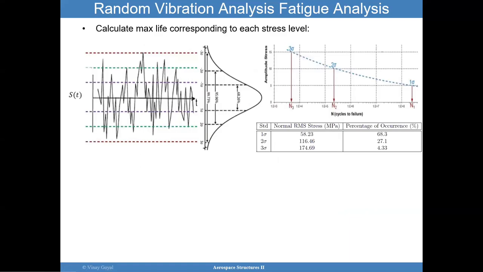And so how do we calculate the maximum life corresponding to each stress level? The idea is to take each of these stress levels, which are here on the right-hand side, and figure out what is the maximum number of cycles to failure. So at, for example, 58, and this is just an example, I will find the maximum number of cycles to failure. At 116, I'll find the maximum number of cycles to failure. And then at three sigma stress, 174, I'll calculate the number of cycles to failure corresponding to three sigma standard deviation. The idea then is to use the number of cycles to failure to calculate the damage index using the Miner's rule.